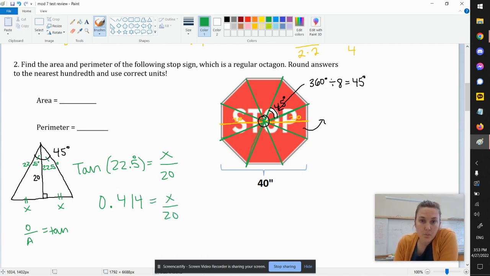Now to solve for x, I'm going to multiply by 20 on both sides. Canceling this, getting that x equals this times 20. Times 20 means x is 8.284. Nice. If this x is 8.28 and this x is the same thing, 8.28, that means the entire base of my triangle is 8.28 times 2, 16.56.